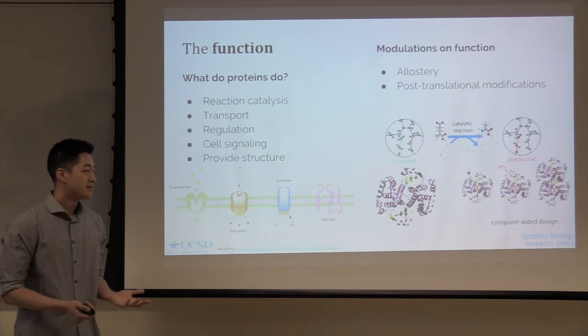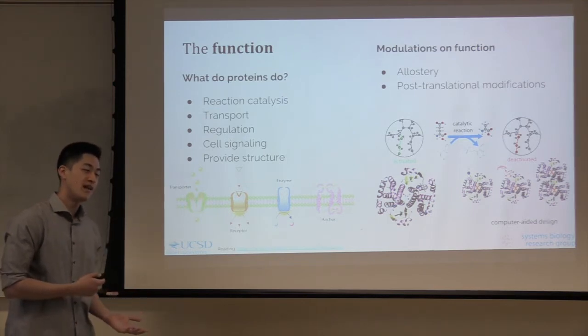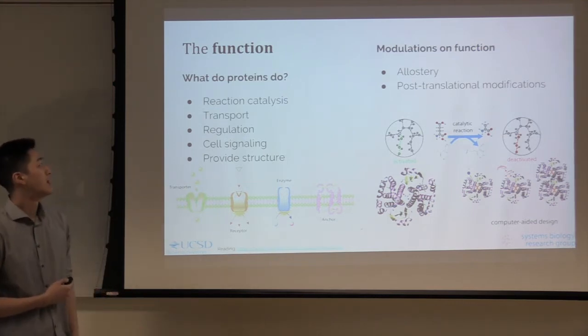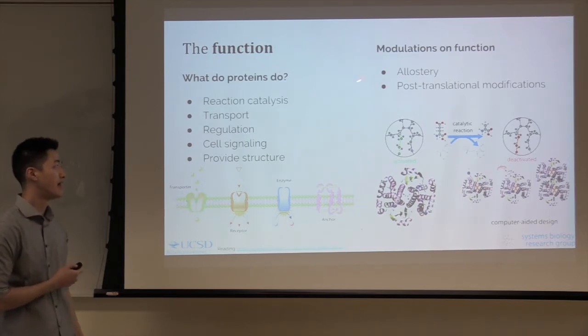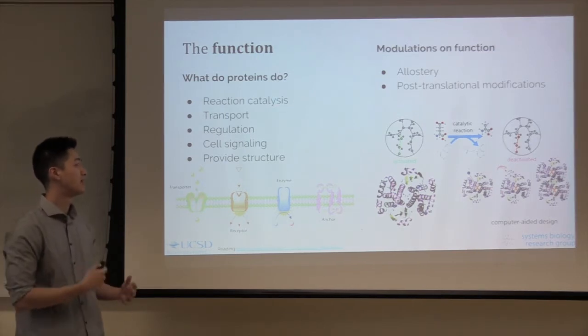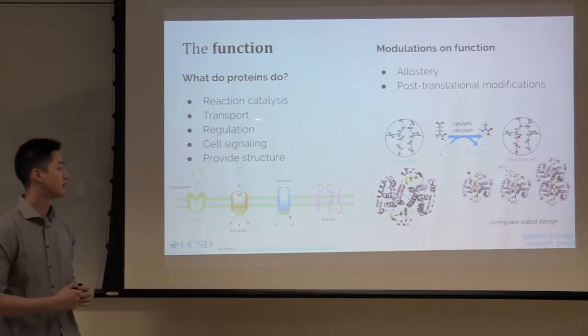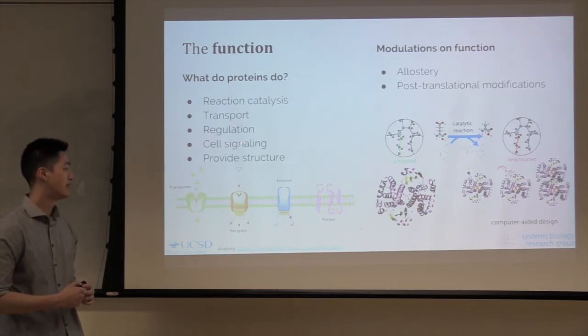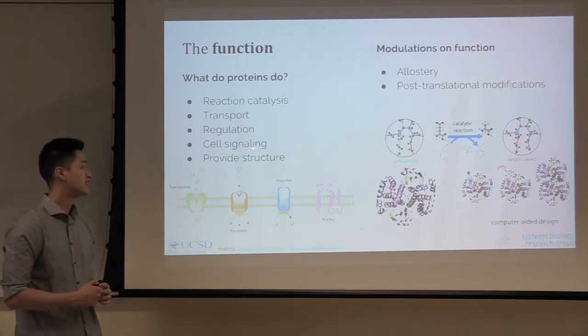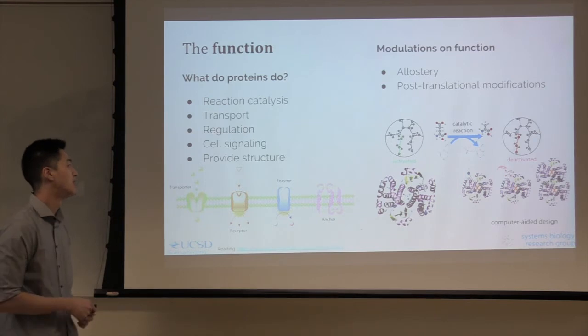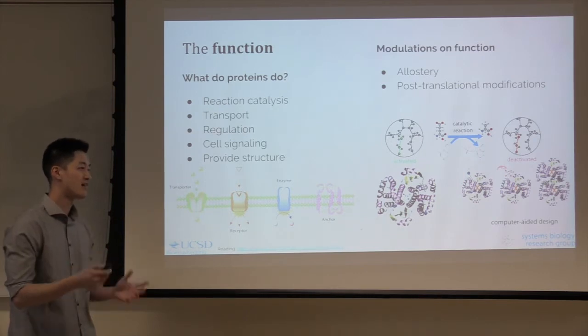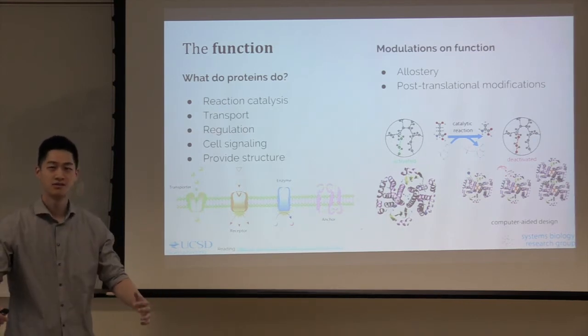Finally, once you have your structure, then you can start thinking about how that relates to function. So what do proteins do? They carry out reactions in your network. They transport things. They regulate functions. They act as cell signaling receptors. And they not only have structure, but they provide structure to a cell.